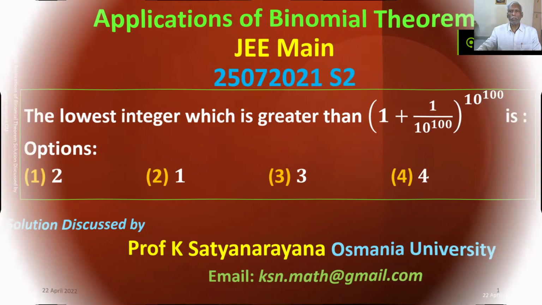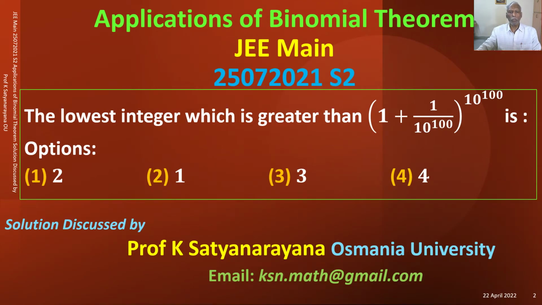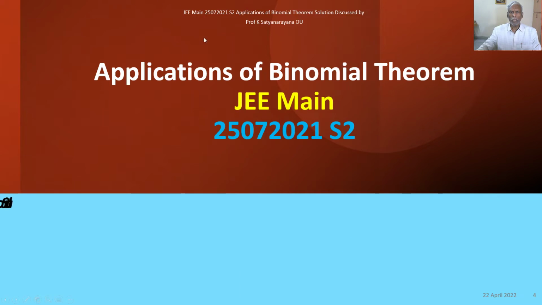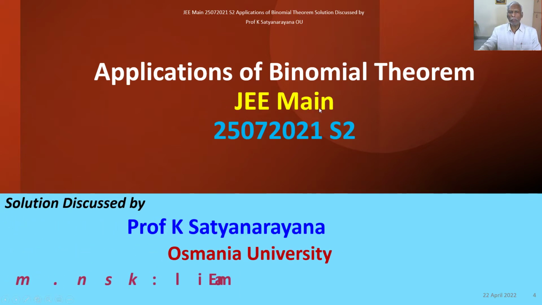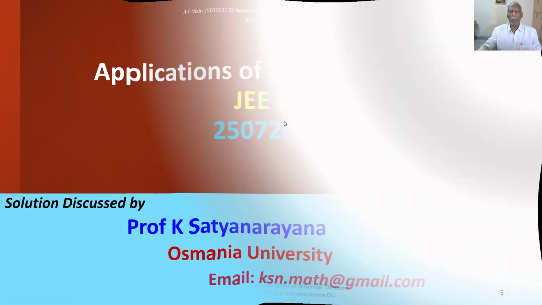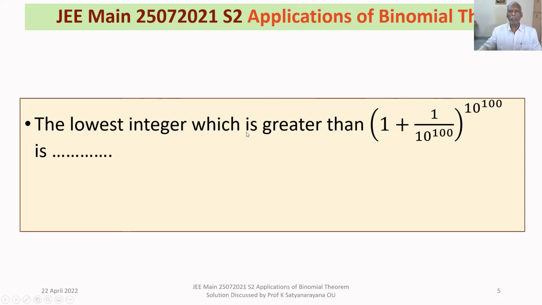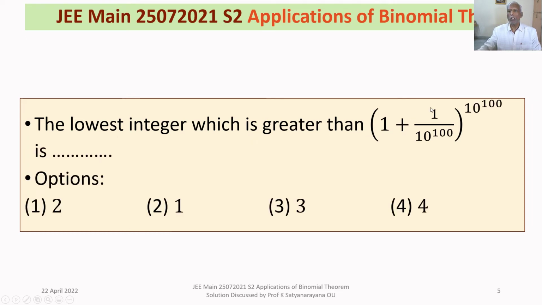We will now discuss the solution of a problem from the section Applications of Binomial Theorem. This problem has appeared in the JEE Main examination held on 25th July 2021 in the second shift. The problem is: the lowest integer which is greater than (1 + 1/10^100)^(10^100) is, and four options are given to us.